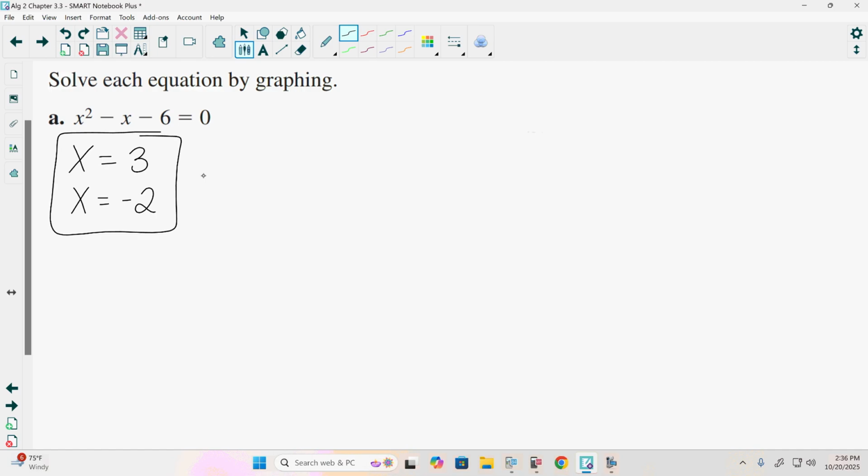Now, if we wanted to check and make sure these work, all I have to do is take these values, so 3, and plug it back in for x, and see if, when I plug 3 into the function, I get a y value of 0. So 3 squared minus 3 minus 6. Well, 3 squared is 9, minus 3 minus 6. Well, 9 minus 3 is 6, and 6 minus 6 is indeed 0. So it tells us that 3 is indeed a solution.